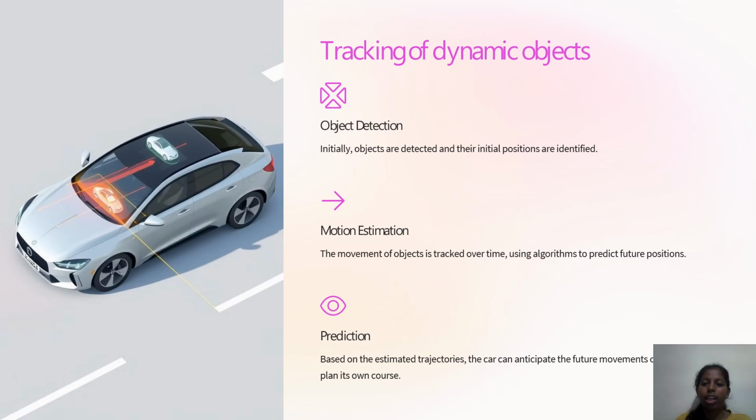The tracking of dynamic objects is done in three processes. The first one is detection, then the estimation and the prediction. In the first process, the object is detected, and in the second process, motion is estimated, whether the object is motionable or non-motionable, and the prediction, at what time it may pass or what time it may take longer to cross the car.